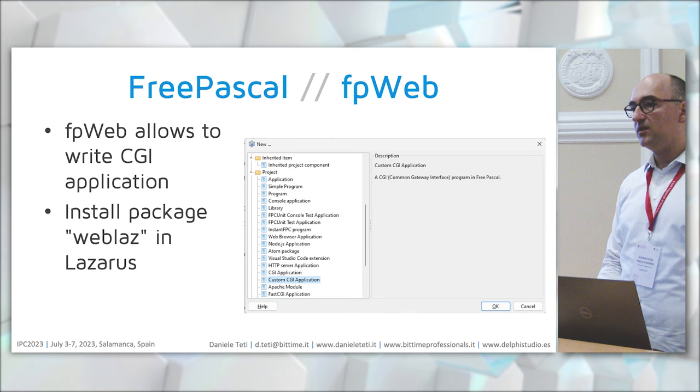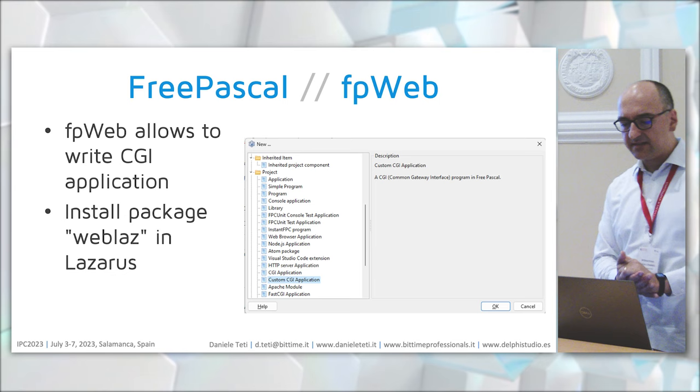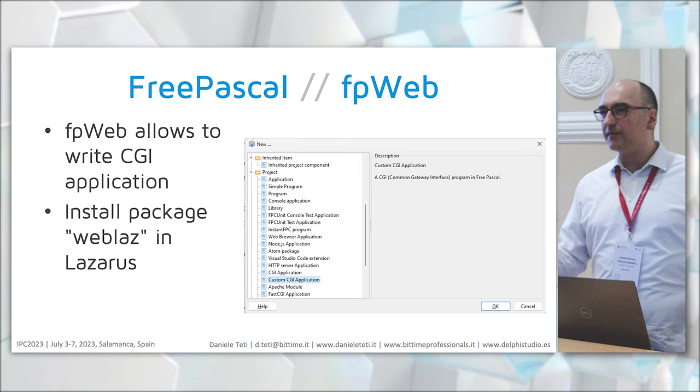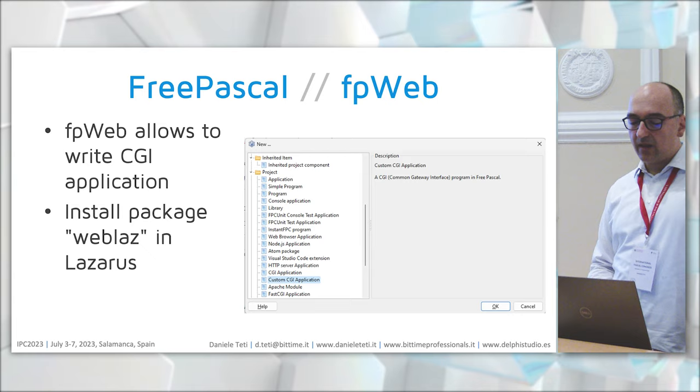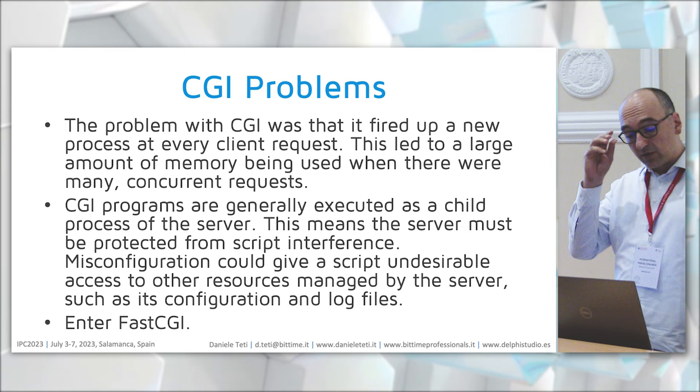You can just create a CGI standalone executable. What about FreePascal? FreePascal has the FPWeb package, which contains really a lot of stuff to work on the web. And FPWeb allows you to write CGI applications. If you use Lazarus, you just have to install the WebLaz package in Lazarus, and you can create a CGI program.